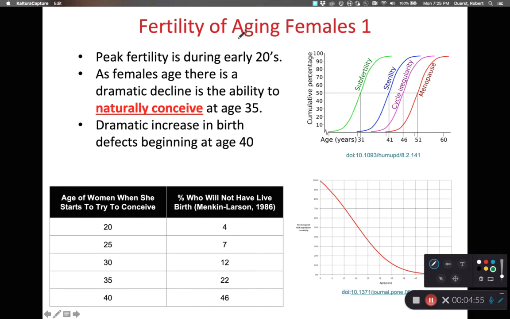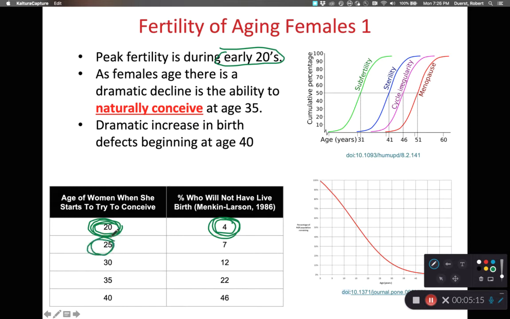In terms of female fertility, fertility peaks in the early 20s. So it is the easiest for a female to conceive a child in her early 20s. For females in their early 20s who are trying to have a baby, only 4% of them will not have a baby.